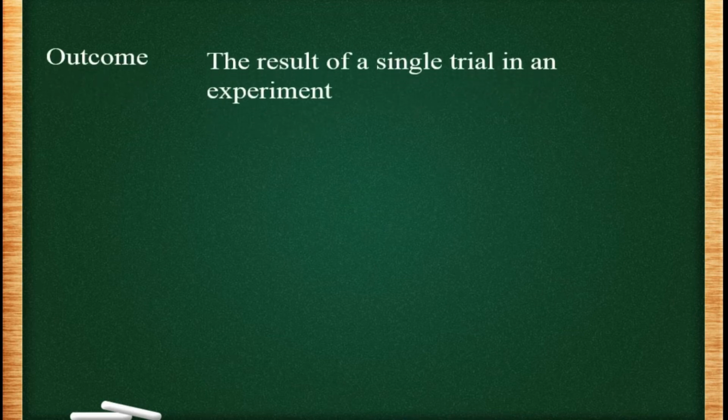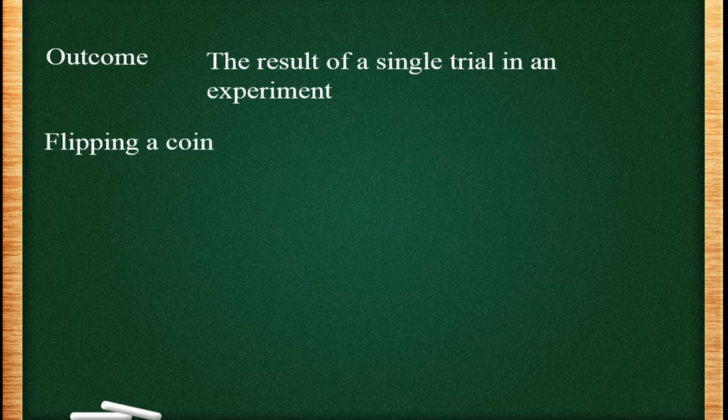The second term is outcome. This is the result of a single trial in an experiment. The concept is better understood when we look at the examples given.